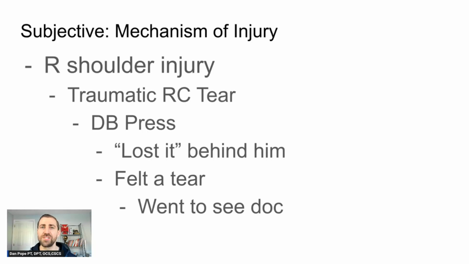So, what was the mechanism of injury? How did he get hurt? Well, he had a traumatic rotator cuff tear. And what he was doing was dumbbell pressing. So, he had some heavy dumbbells, and on the bottom of one of the reps, he kind of lost the weight behind him a little bit. He tried to save it, and then he just felt a sharp pain, kind of a tearing sensation within the shoulder.